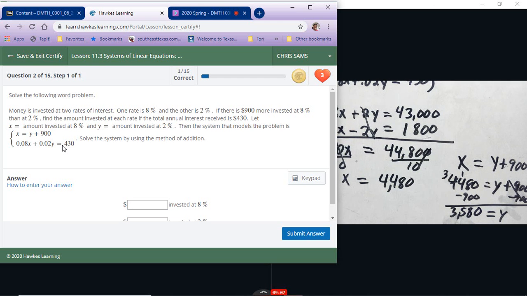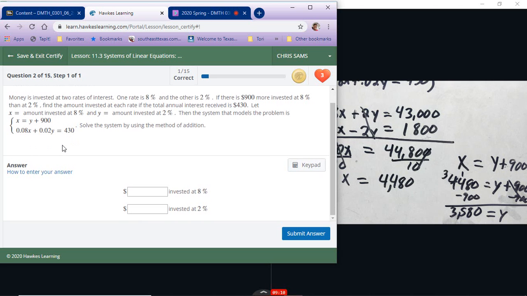Okay, so let's check this out. So x was the amount at 8%, 4,480, and y was the amount 3,580.